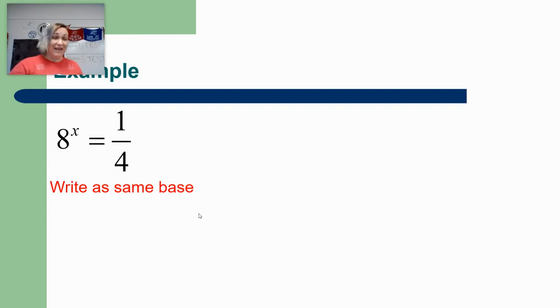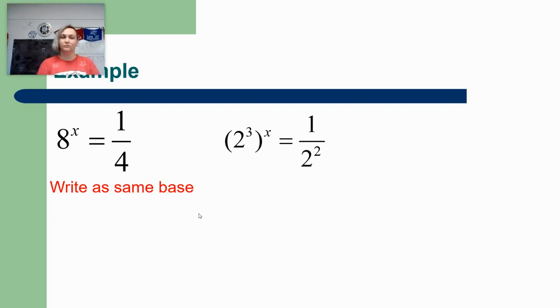2 to the third is 8, so I can replace the 8 with the 2 to the third. And 2 squared is 4, so I can replace the 4 with a 2 squared. Just like on our previous problem, 2 to the third to the x, I'm going to multiply the 3 and the x together.